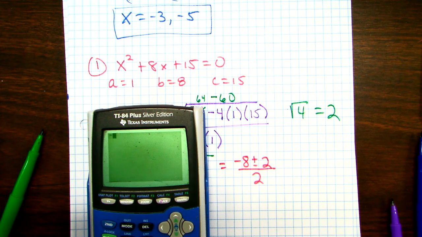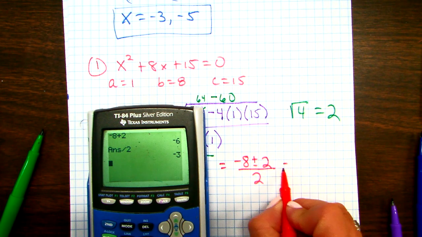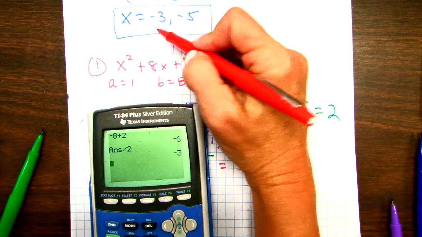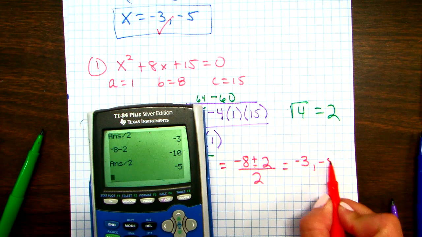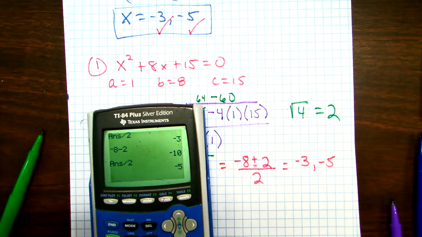So I have negative 8 plus 2, hit enter. That's my numerator. Then divide by 2. One of my solutions is negative 3. Didn't I tell you that? Negative 3 is one of my solutions. And then negative 8 minus 2. Enter, divided by 2. So if I had factored that one or used quadratic formula, I would have got the same answer. Okay? Question number 1 before I do number 2 with you.